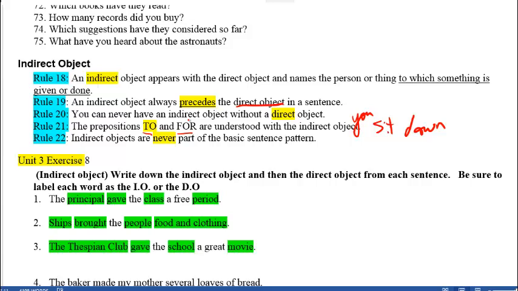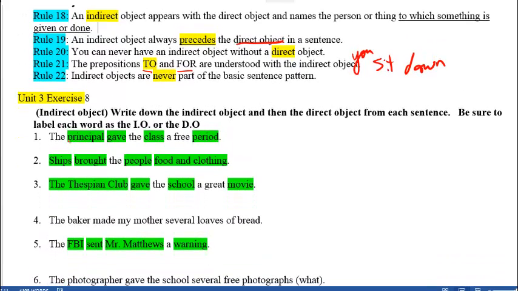And then indirect objects are never part of the basic sentence pattern. So when I ask you to write down the basic sentence pattern, never ever include the indirect object. The direct object is part of the basic sentence pattern, but not the indirect object.